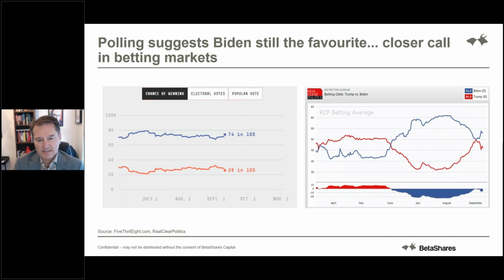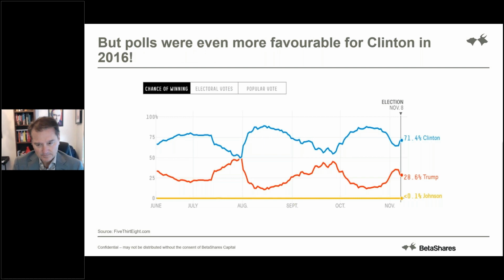Now, just go to the next slide. And the big worry here is that, of course, these polls were wrong last time. So this is what the polls were suggesting on the eve of the election with Clinton versus Trump. And Clinton was seen as a 70% odds-on favourite to win. And obviously, she didn't win.